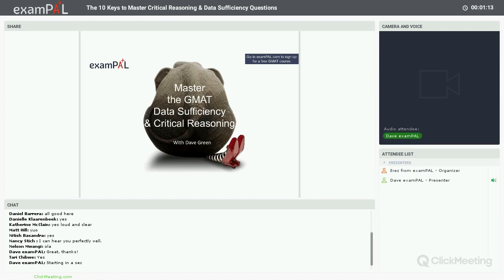Today, we're going to be talking about two of the most confusing topics on the exam, which are data sufficiency and critical reasoning. We're here because these two topics have another thing in common besides being really hard, and that's that they can both be improved very quickly.